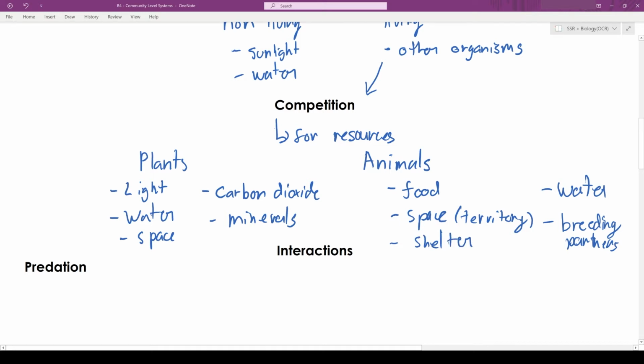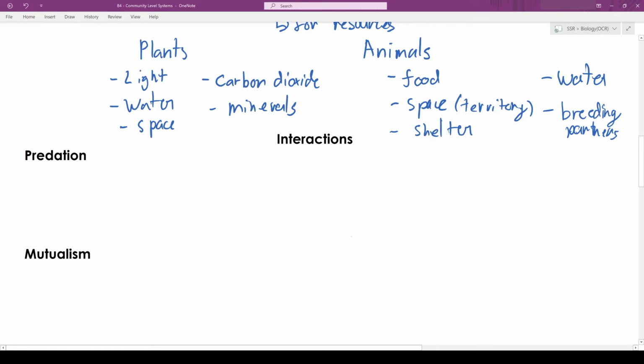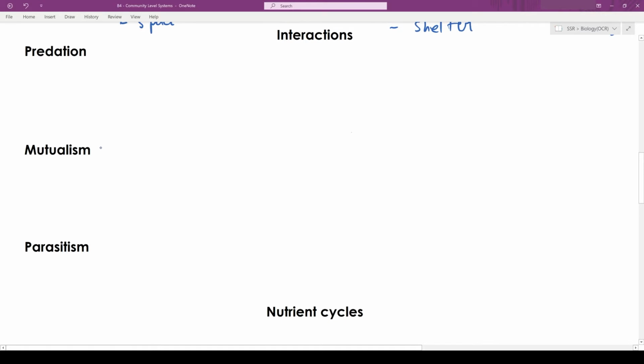These competitions will lead to different interactions between the various organisms in the ecosystem, and we'll categorize those relationships based on their interactions. So a predation interaction is where one organism eats another. And the organism that does the eating is the predator, and the one that is eaten is the prey.